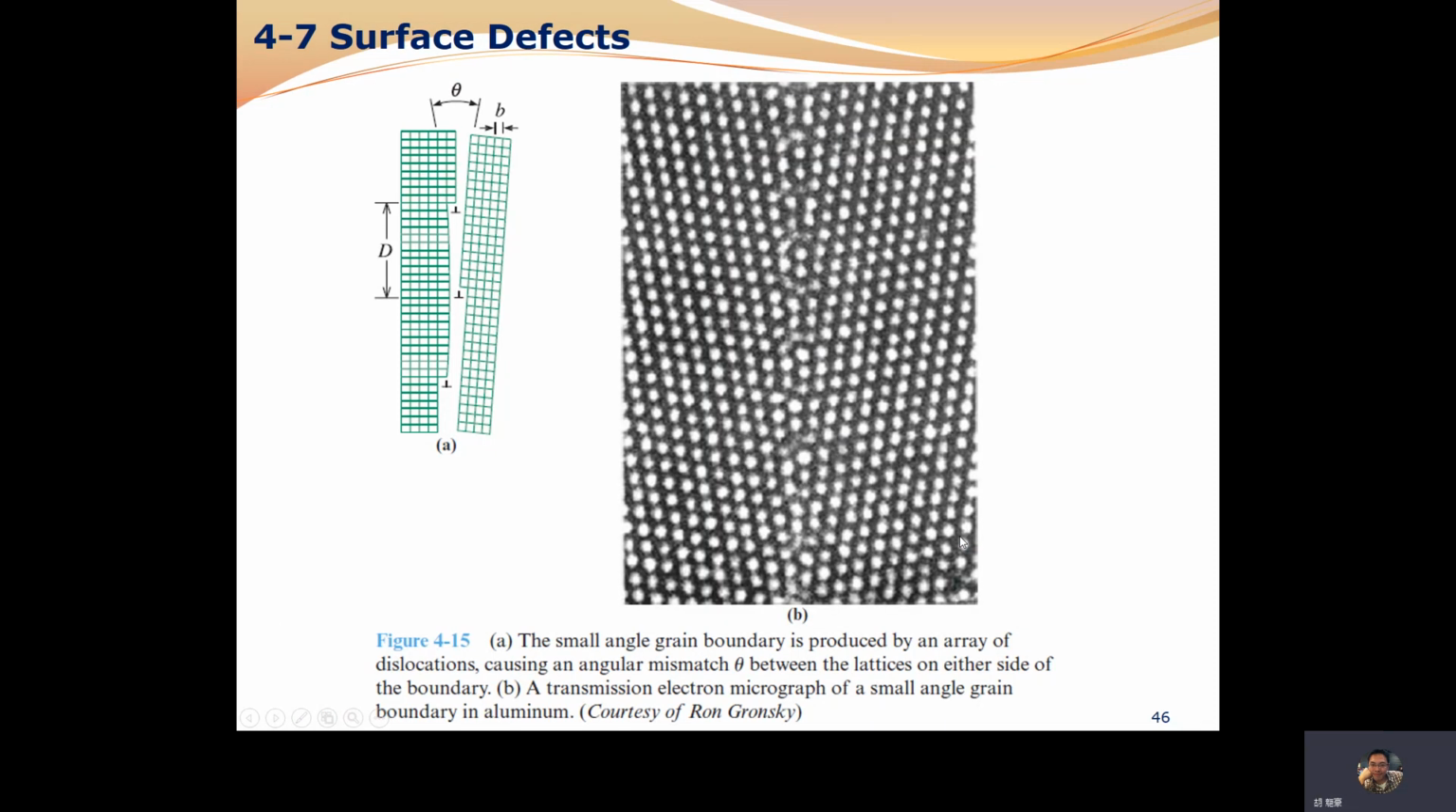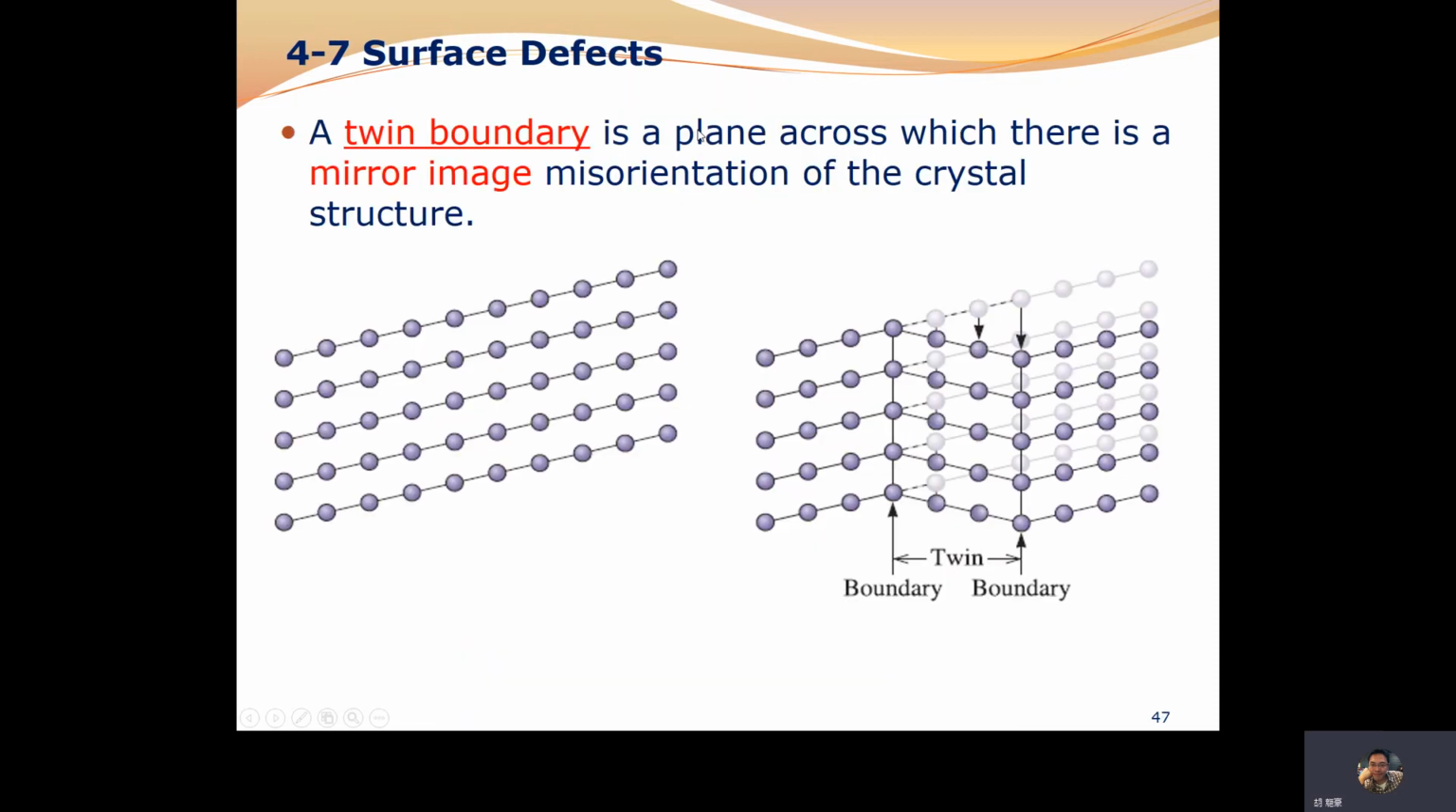Therefore, from the TEM, the transmission electron microscope, we can look at the small angle grain boundary right here. It's a small angle. We have one orientation here and the other orientation here. It's called a surface defect.